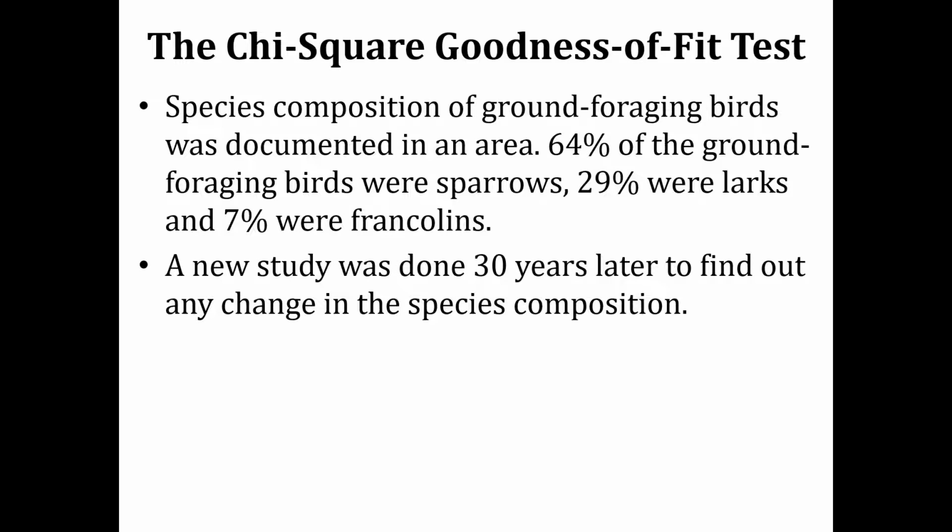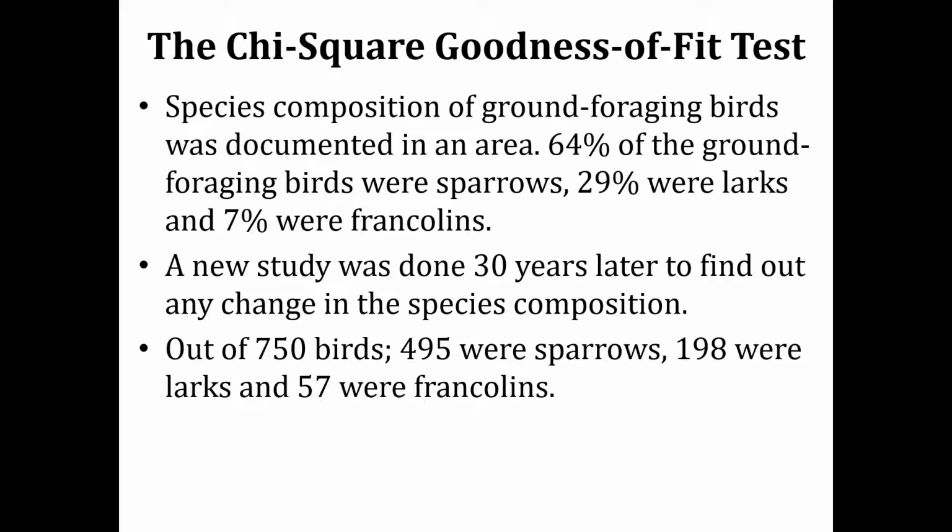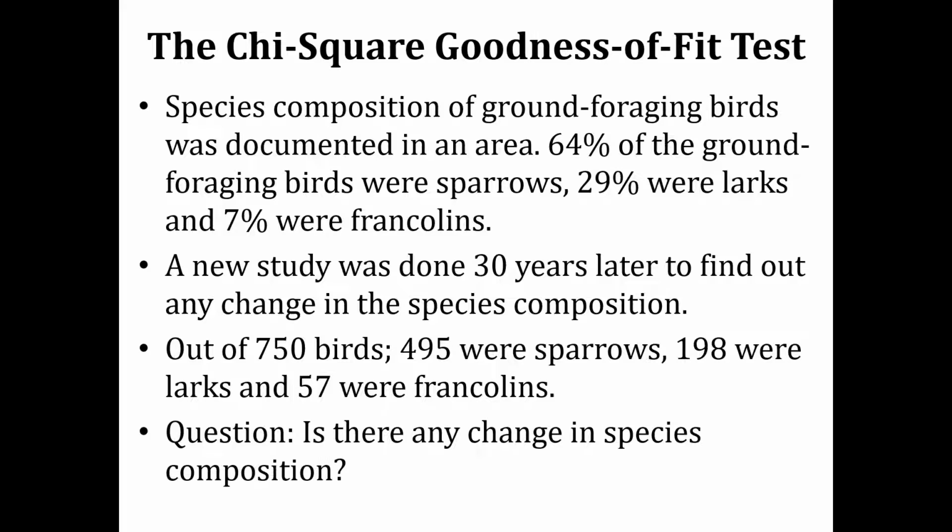Then after 30 years, a new study was done to find out whether the species composition is the same as previously found, or has it changed over the period of time. So 750 birds were observed, and out of those 750 birds, 495 were sparrows, 198 were larks, and 57 were francolins. So this was the species distribution in the new observation. Now the question is: is there any change in species composition, or is it the same as previously found? This is the question that we are going to check.